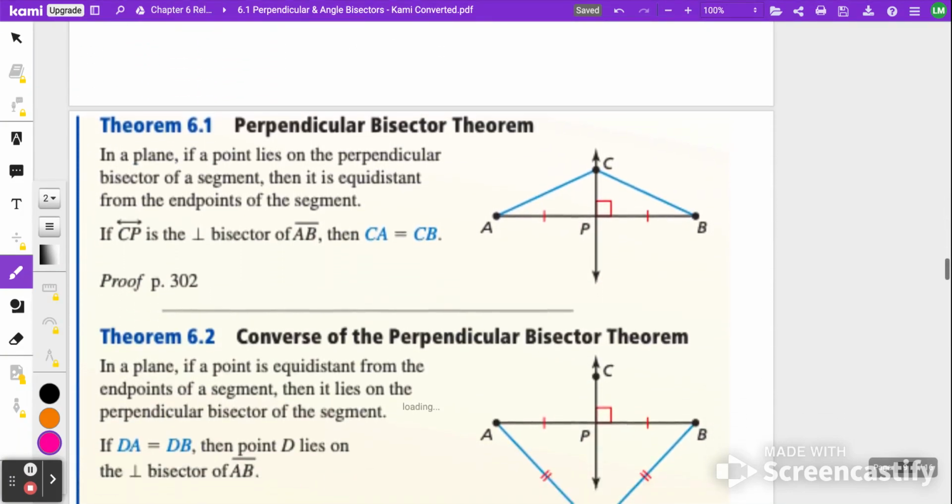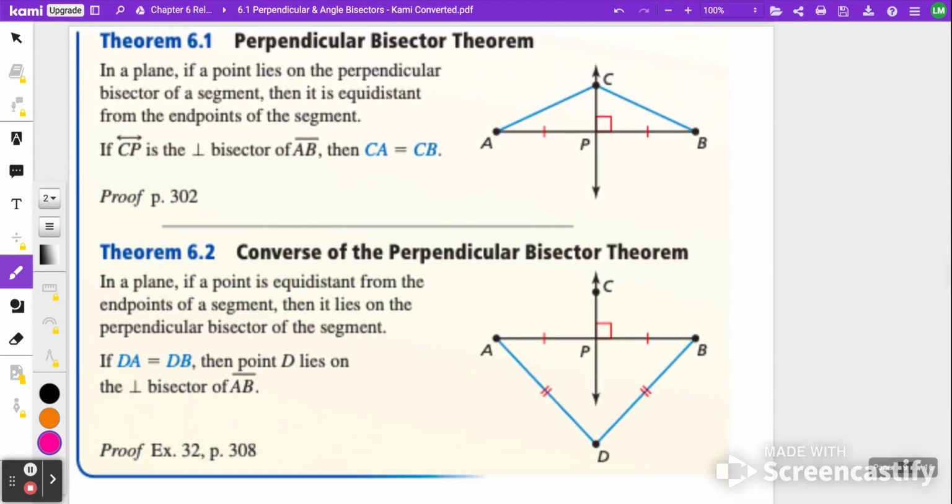All right, so we have two theorems, and you've also received a theorem worksheet for this chapter, so I would be filling in and taking some notes on those as we go through them. The first one is theorem 6.1, and this is when you have to be given the perpendicular bisector in order to do this.